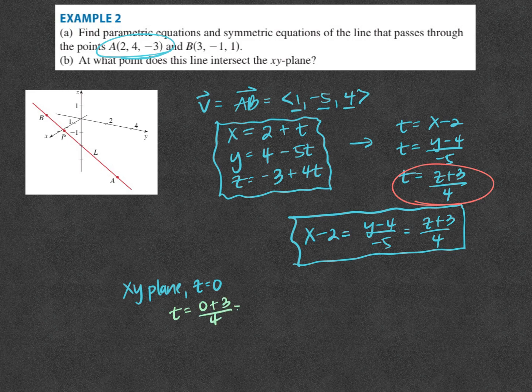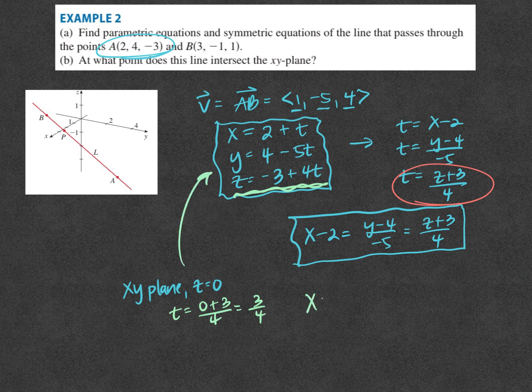So t equals 3/4. That's the easiest way to go. You could have plugged it in a different manner and done it a little more hard, but it's not necessary. You could have plugged it in up here, but it's pretty easy to plug it in over there. So t equals 3/4. And we're supposed to find the point where we intersect the xy plane. So we want to plug that into the other two parametric equations. Now I'm going to choose the two from the blue box up here.